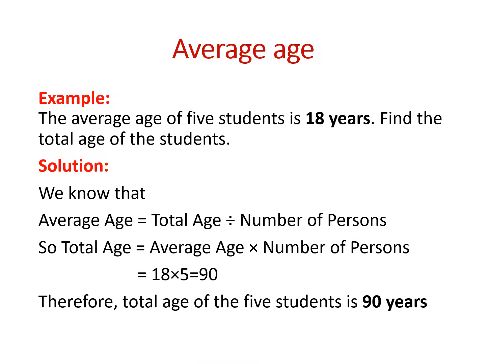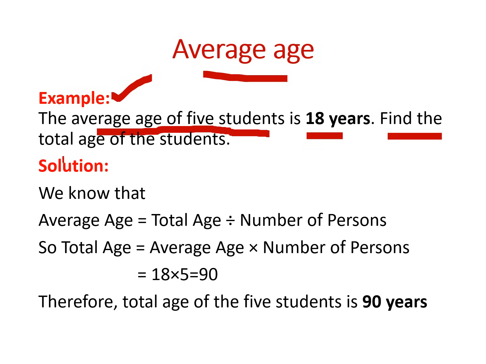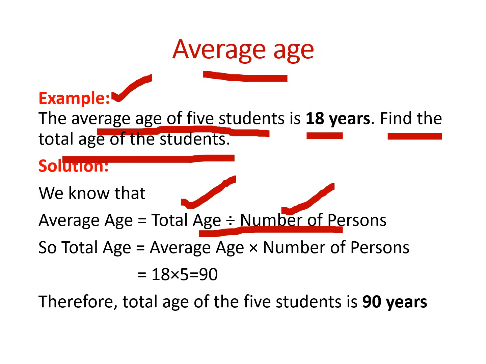Now, let us consider an example based on average age. In this example, the average age of 5 students is 18 years. Now, we have to find the total age of the 5 students. We know that the average age is obtained by dividing the total age by number of persons. So we can write average age is equal to total age divided by number of persons.